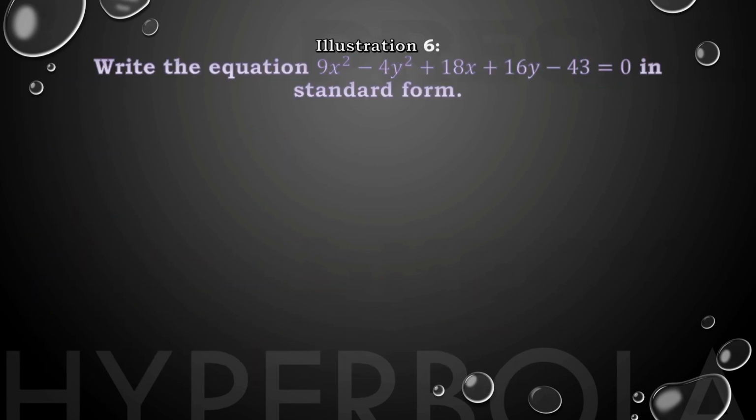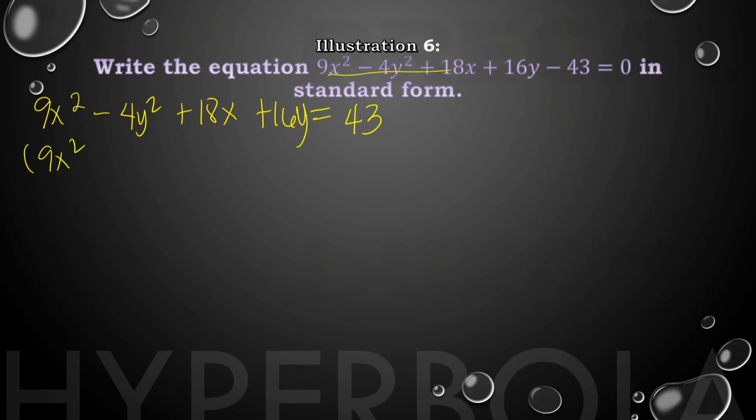So, for example number 6, write the equation 9x squared minus 4y squared plus 18x plus 16y minus 43 is equal to 0. So, ito ay nasa general form. Then, transform natin ito into standard form. So, just like yung sa mga nauna natin na transformation into standard form and general form, una natin gagawin is transpose natin yung constant to the right. 43. And then, so 16y. The next is to group yung x and y's.